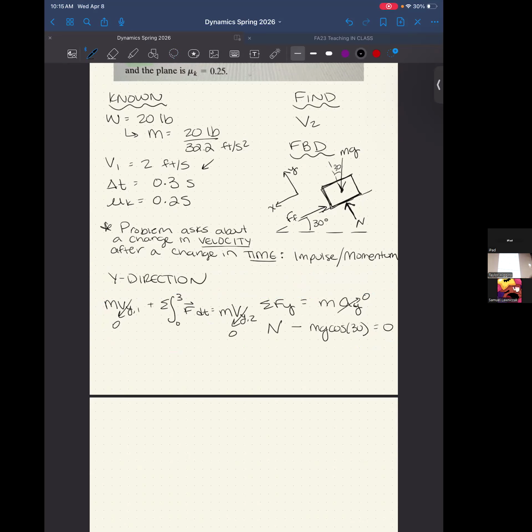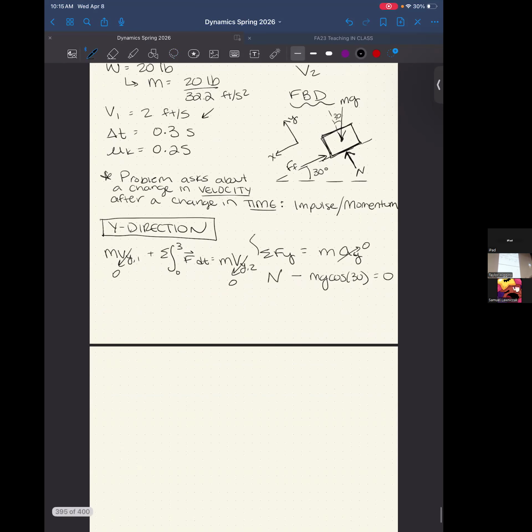There we go. Okay. All right, and then two different ways we could do this. So here is our equation of motion direction, and this is impulse momentum. So we should get that we need to integrate from 0 to 3 all of our forces in the y direction, which would be N minus mg cosine 30 equals 0 dt. And these forces are all constant.